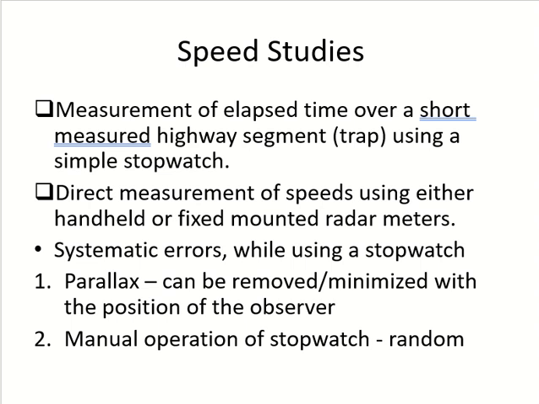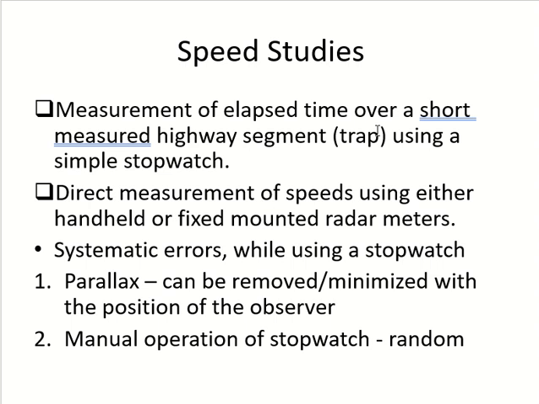And to do the speed studies manually, we have two methods. You can have a distance, and you can collect the time over the distance and do distance upon time to find out the speed. The distance used in that study is called a trap. Okay, so this is one method.